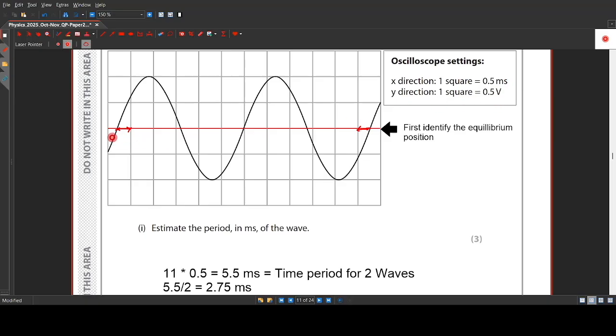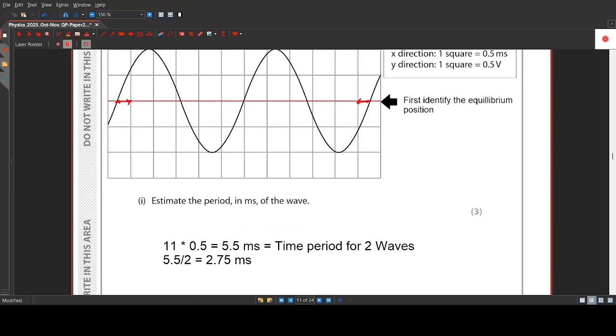How I did it is by considering two complete cycles. I counted the number of boxes for two complete cycles, and I considered that this segment and this segment make an entire square. That's why I considered 11 squares. So that's how you make estimations in this type of question.